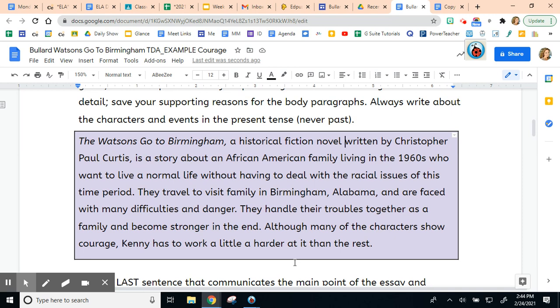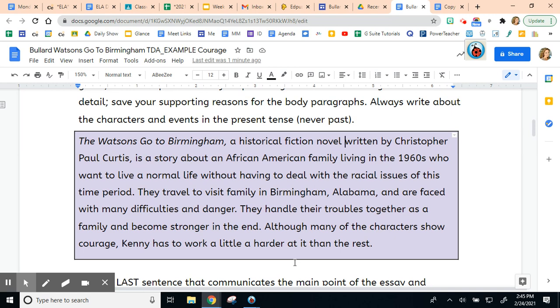Although many of the characters show courage, Kenny has to work a little harder at it than the rest. Now, I mentioned courage here because the theme that I chose is about courage, but you might want to talk about family or growing up or choices if those were your themes. So I'm going to pause this video here, and you can use mine as an example. Write your summary of the book, just like I did here, with the title, genre, author, and then a short summary of what happened in the book, and include your topic somewhere in that summary, the topic that's in the theme that you chose.